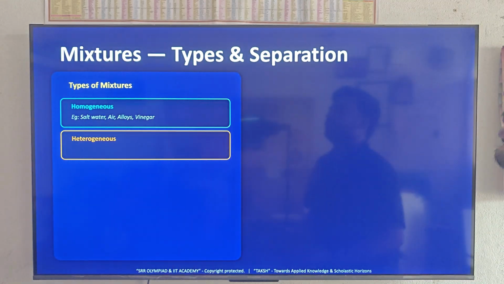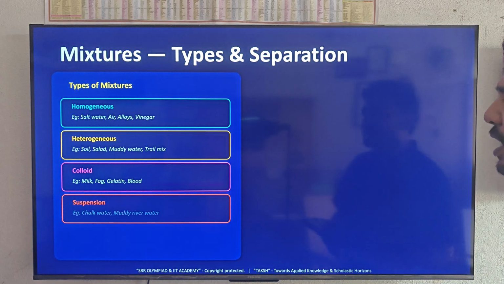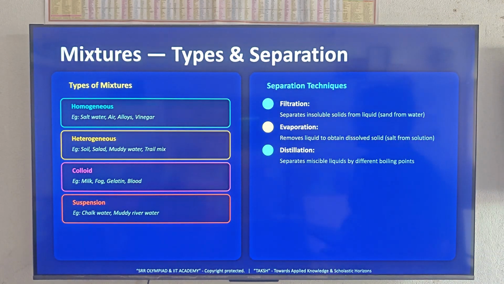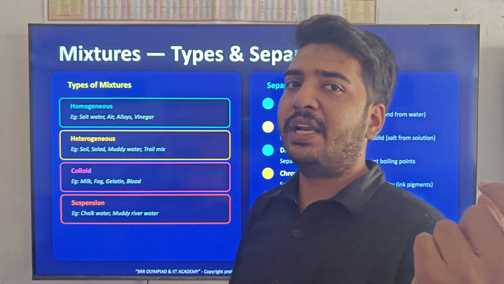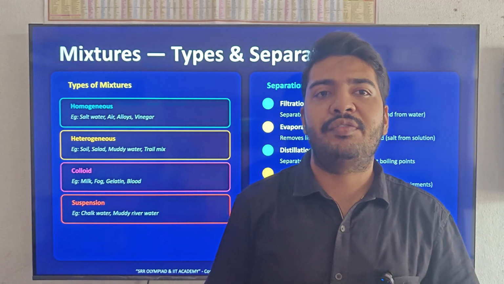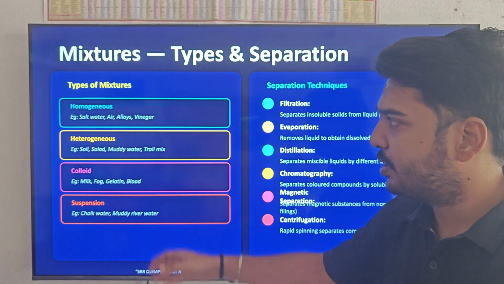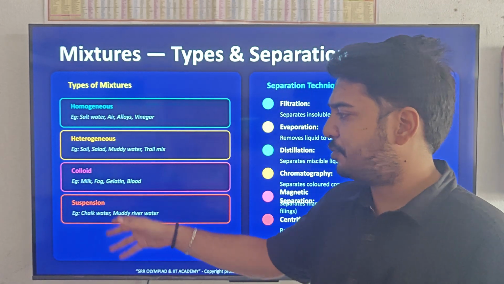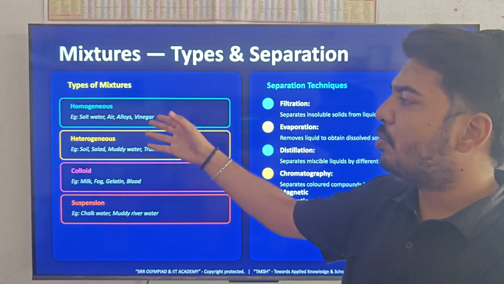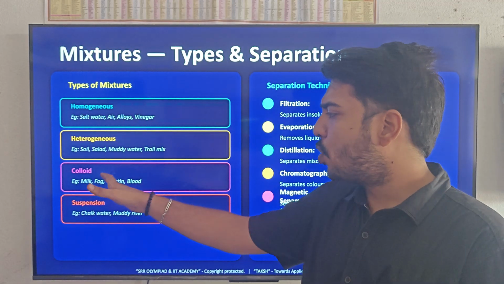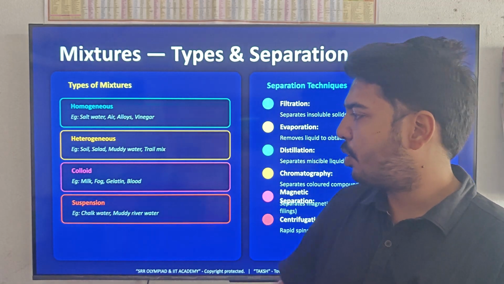Right. So next, mixtures, types and separations. There are how many types of mixtures? We have 4 types of mixtures, and also separation techniques, like how we separate one element or many kinds of elements from many kinds of elements, okay. First we see the types of mixtures: homogeneous, heterogeneous, colloid, suspension. Homogeneous and heterogeneous, we have already discussed. Colloid or suspension, okay.